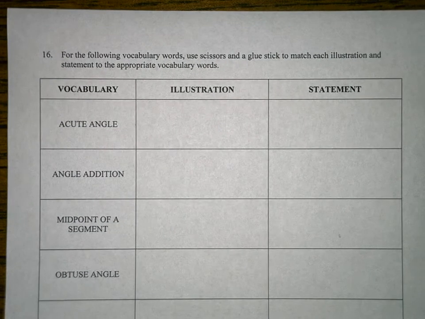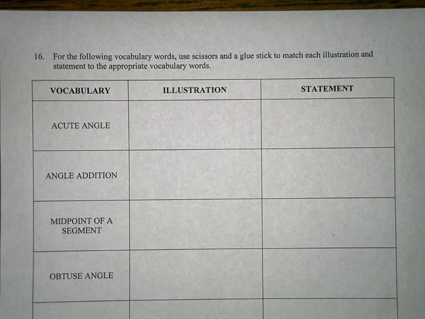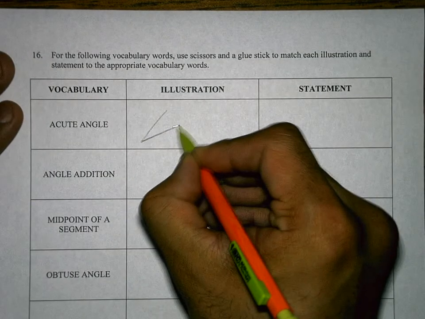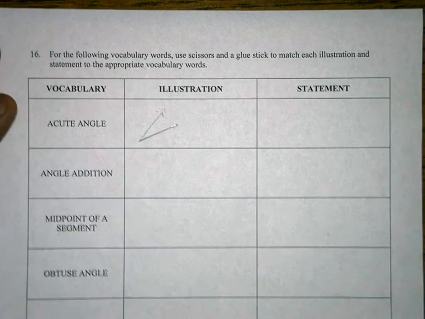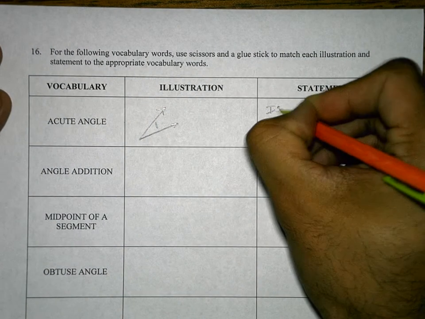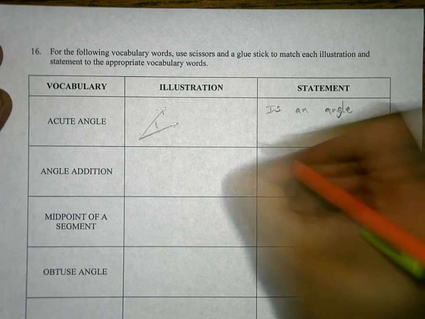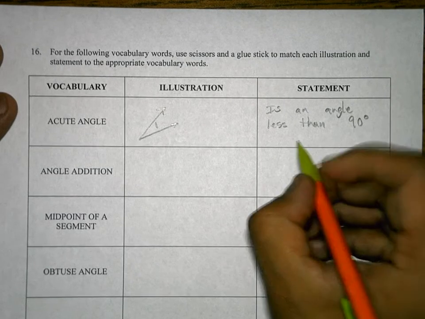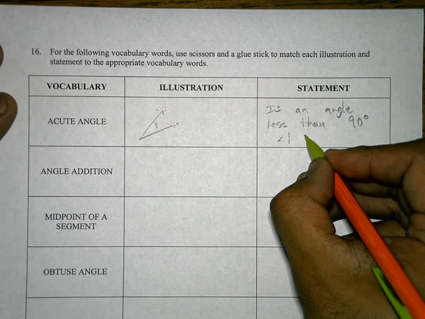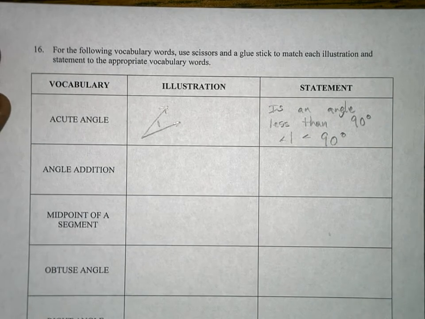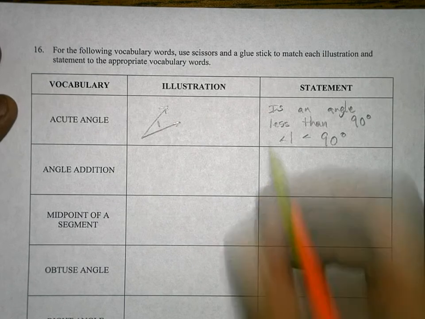All right, for this next one, it says cut out and paste. I'm just going to go ahead and draw and write my own statements in here, kind of paraphrasing the statement myself. So an acute angle would look something like this, and I call that angle 1, and I would say is an angle less than 90 degrees, and you would see like angle 1 is less than 90. Okay. Angle addition, or the measure of angle 1.